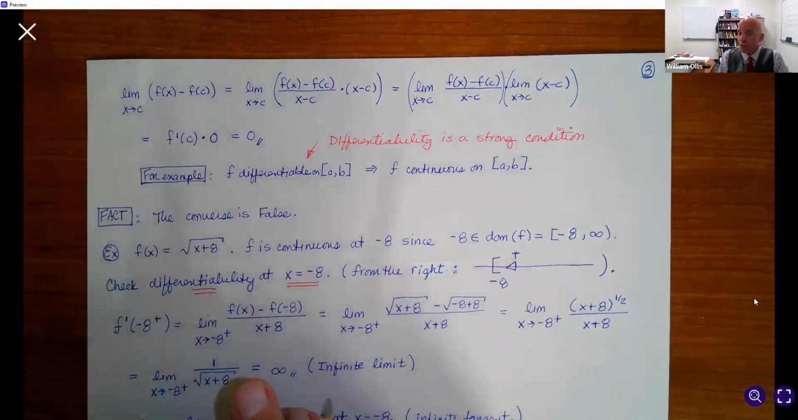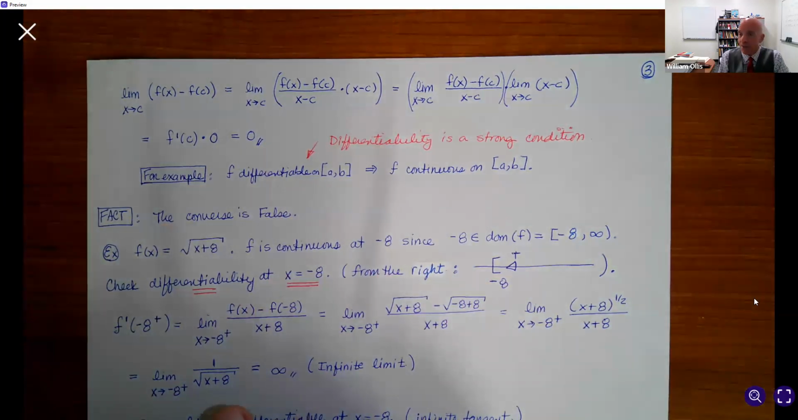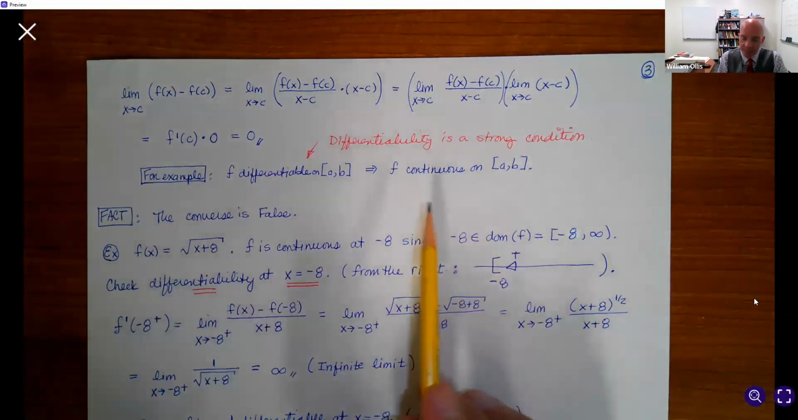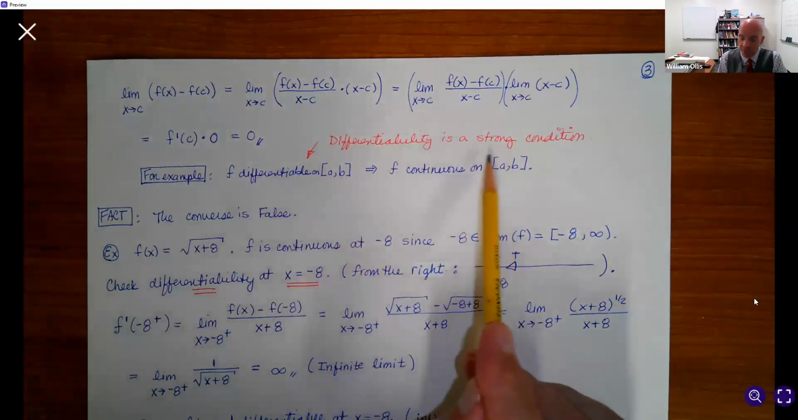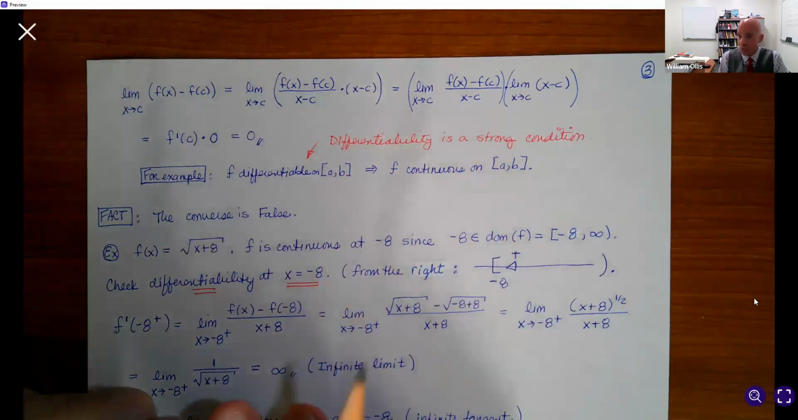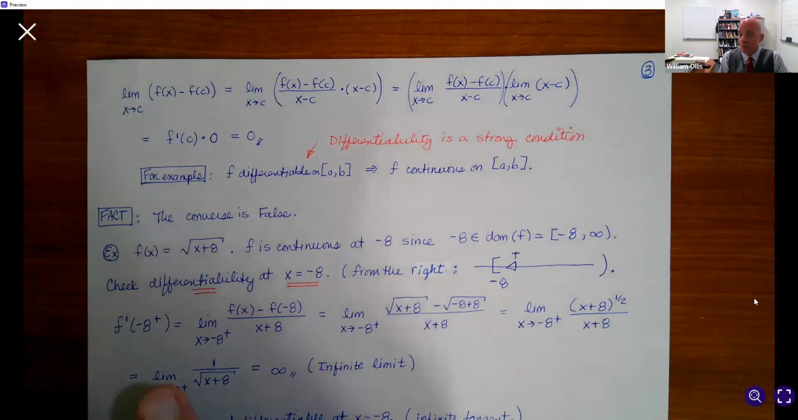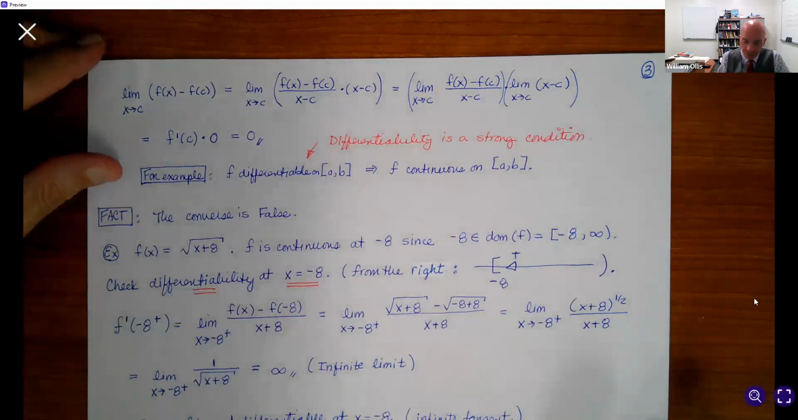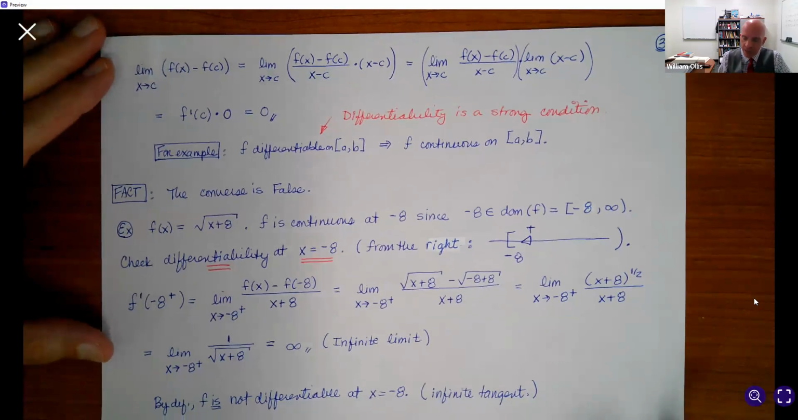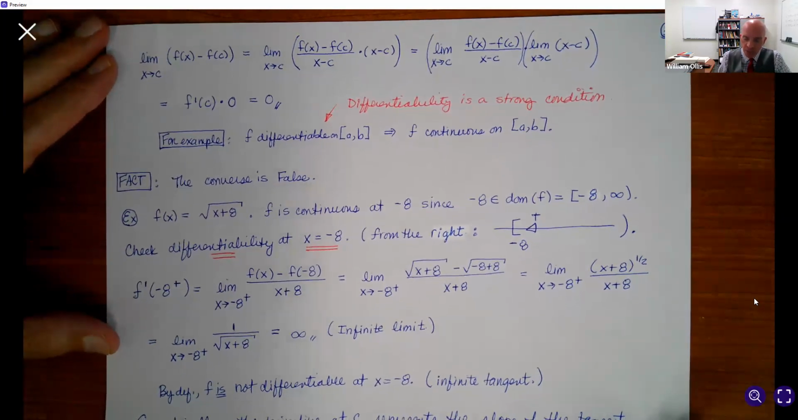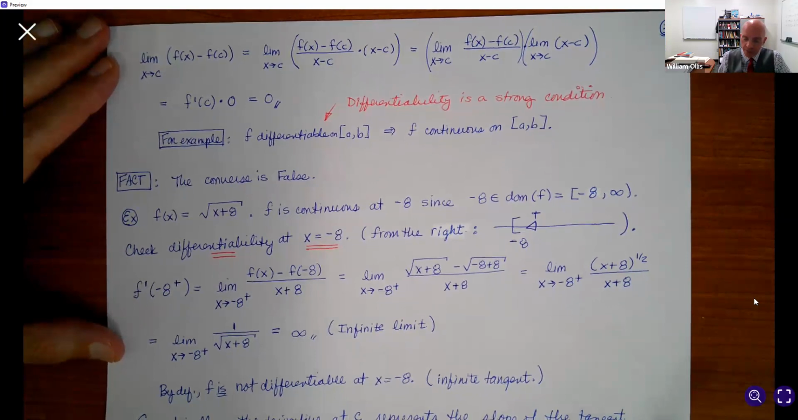And by our new characterization, that gives us the fact that f is indeed continuous at c. So differentiability at c implies continuity at c. So we see differentiability is a strong condition. It's stronger than continuity.